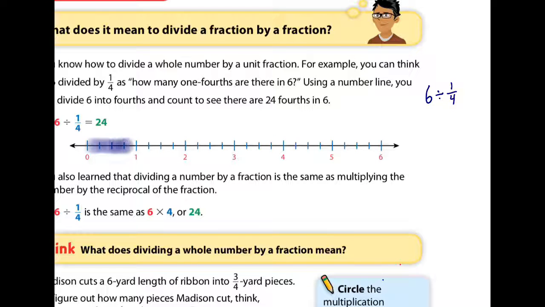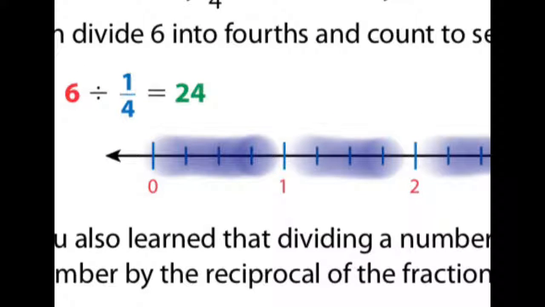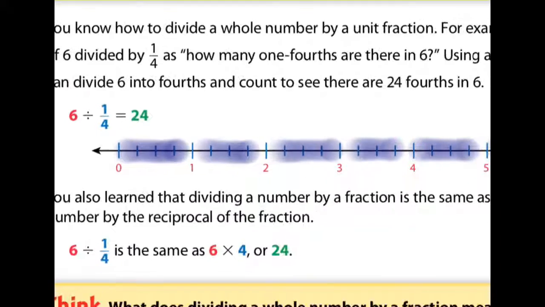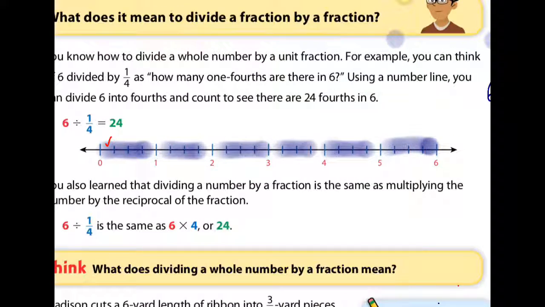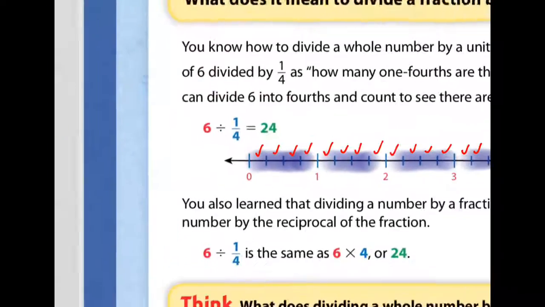So here are our 6 wholes that I'm shading blue. Okay? And if we want to know how many 1/4 there are, well, if we zoom in here, you'll see that each whole is divided into 4 pieces, right? So we just have to count them. There's 1, 2, 3, 4, 5, 6, 7, 8, 9, 10, 11, 12, 13, 14, 15, 16, 17, 18, 19, 20, 21, 22, 23, 24. So the answer to 6 divided by 1/4 is 24, because there are 24 fourths in 6.